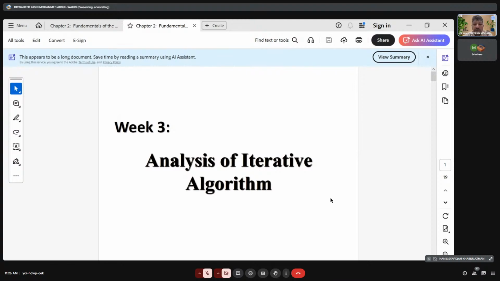You move to analysis of iterative algorithms, because before I move on, I want to see if... iterative means using loops.